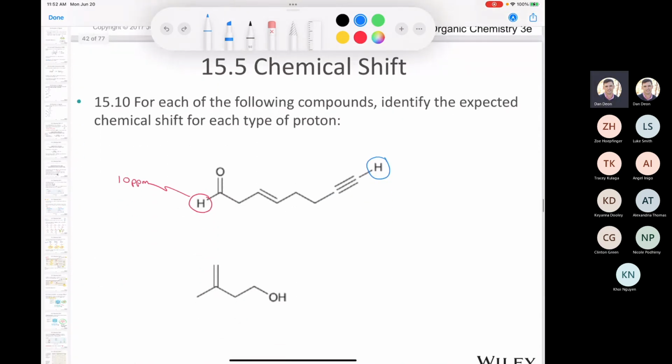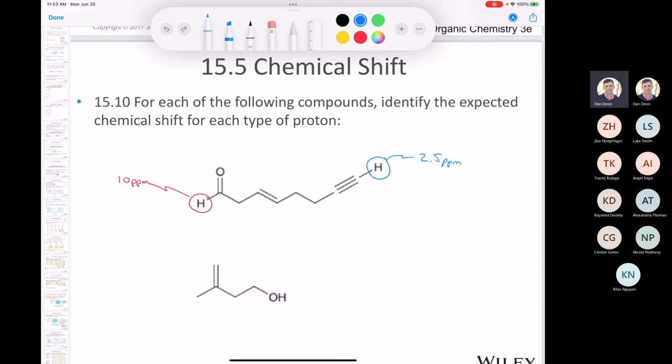So let's scribble it in here. So this is around 2.5. I'm just going to write 2.5. You can put the little tilde like that, which means approximately 2.5 parts per million. Either one is totally fine. I'm just going to remove that.